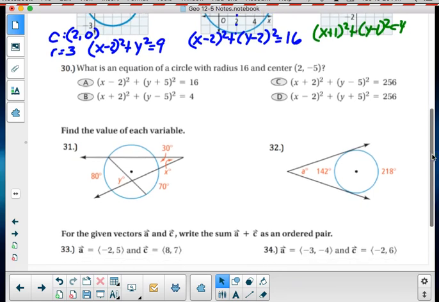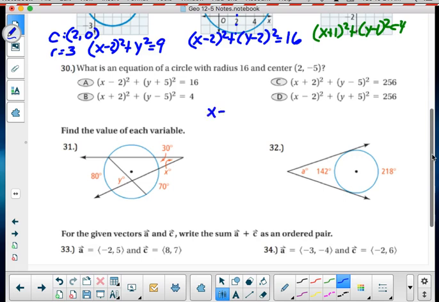So what is an equation of a circle with radius 16 and center at 2, negative 5? Remember, x minus 2 squared plus y plus 5 quantity squared equals 256. Okay, when I'm done, that's what I'm looking for. And so it wouldn't be either one of those. It had to be one of these. And it's a minus 2. It's the opposite, so it's D.